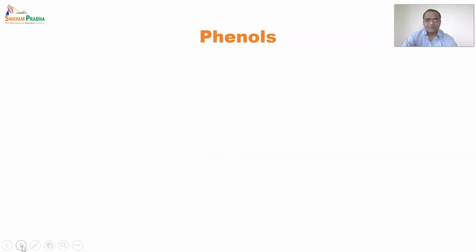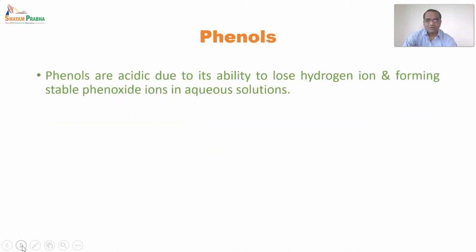So now let's see what phenols actually are. Till now we have covered benzene and its derivatives. A little bit of modification, or we can say a substitution of an OH group on a benzene ring, is said to be a phenol. And we'll see some characteristics of phenol also. Phenols are acidic due to their ability to lose a hydrogen ion, forming a stable phenoxide ion in aqueous solution.